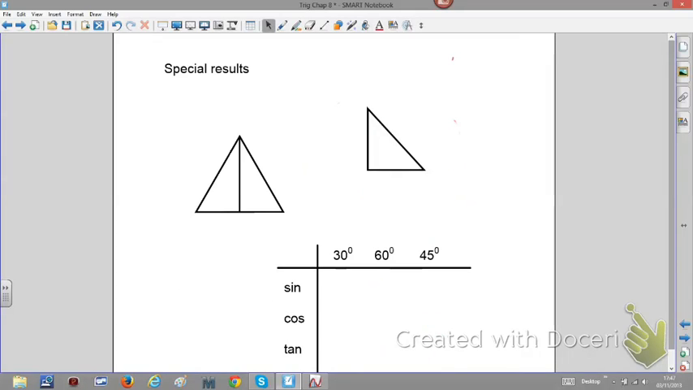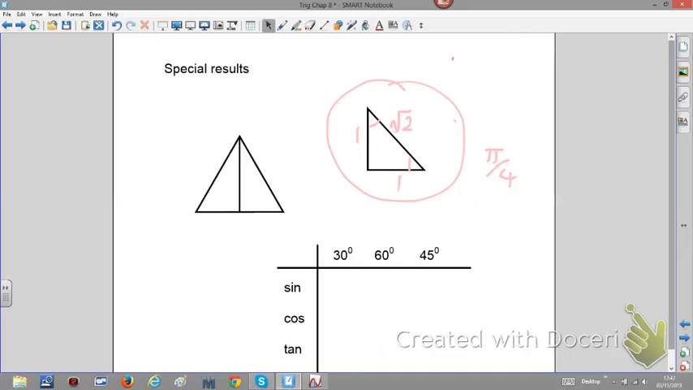We've got some special results here. So let's start off with this triangle here. And let's say we've got 2 lengths of 1, which means the angle, or both angles, would be pi over 4 or 45 degrees. I'll write pi over 4. And using Pythagoras, the hypotenuse would be root 2.